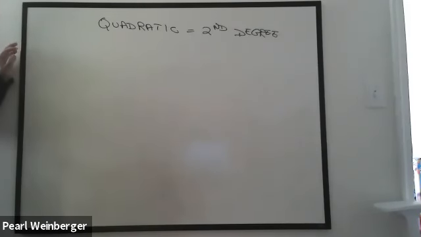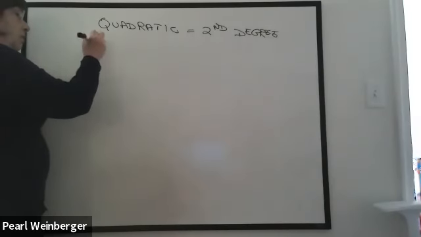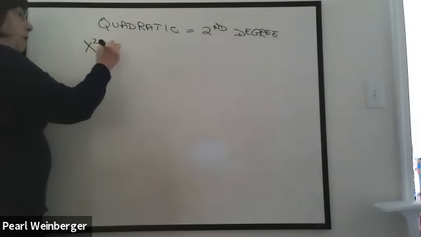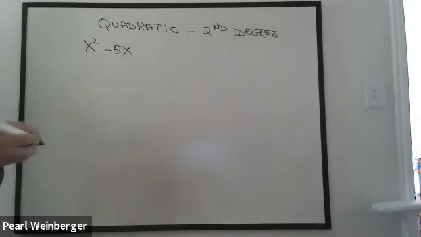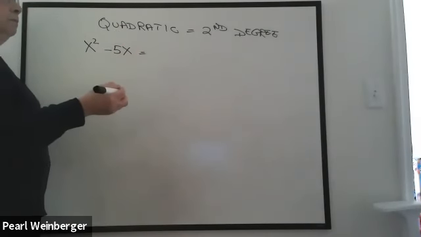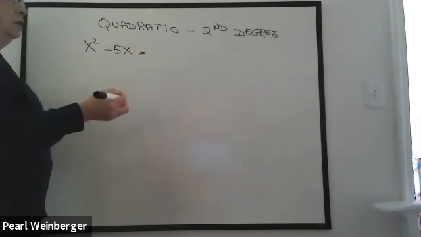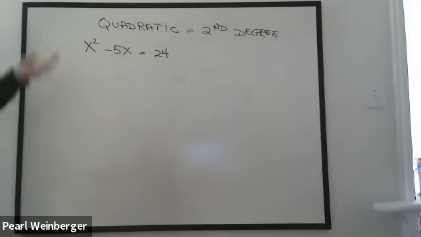Now, you're going to say, we already studied that. We did that. Yes, we did. We did examples. For example, if I gave you something like this, x squared minus 5x equals 24. Suppose I gave you this. This is obviously a quadratic equation. It has an x squared in it. So we know it's a quadratic equation.